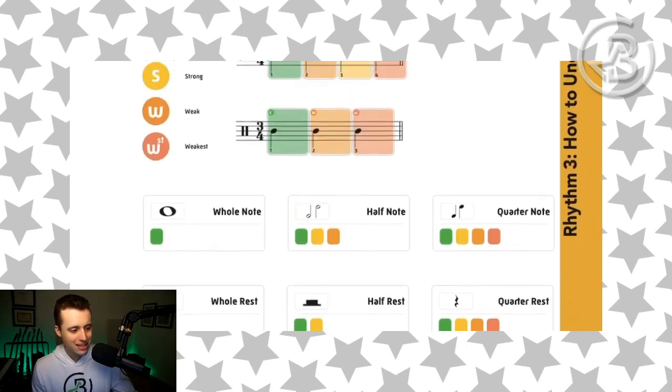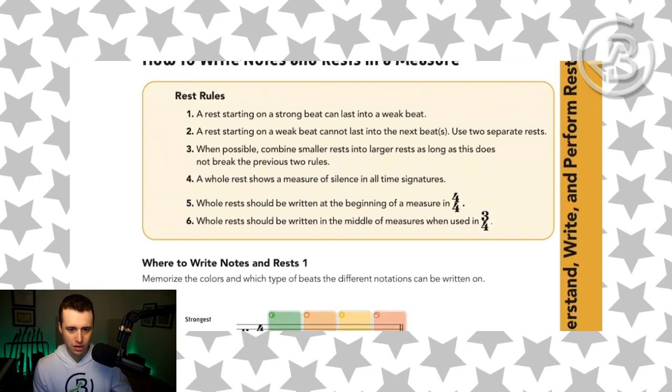We have 6 rules for rests, and don't worry, we're going to see those rules in application. A rest starting on a strong beat can, it is able to, it is good if a rest starting on a strong beat goes to a weak beat. A rest starting on a weak beat cannot last into the next beats, so it has to only be on that weak beat. If you want the next beat after a weak beat to be silent, you need to use another rest. Whenever possible, you're going to combine smaller rests into larger rests, as long as it doesn't break the previous 2 rules.